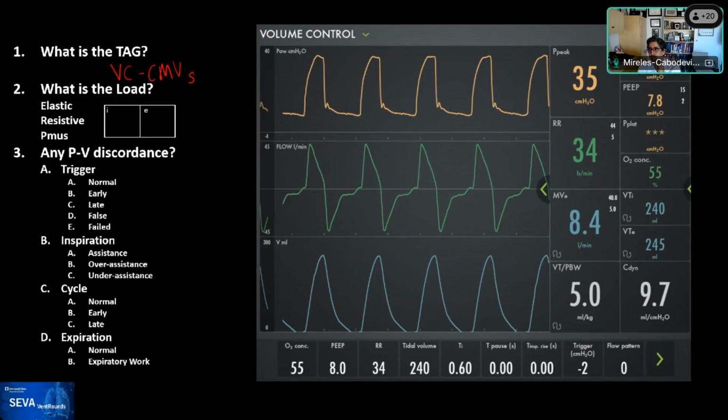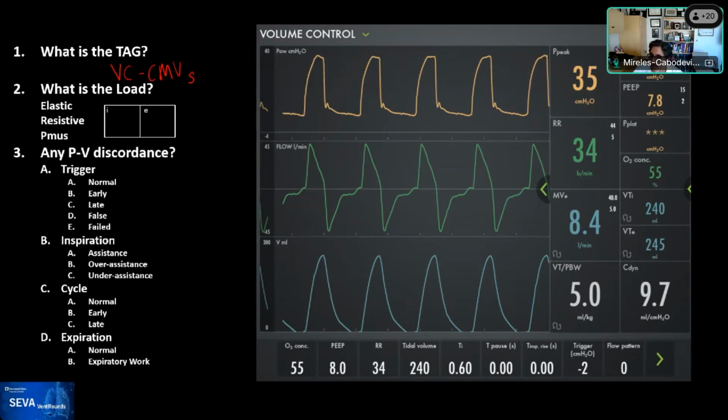Have no fear, enter your thoughts, release that thought. It's either elastic, resistive, or PMOS. Whichever you put, you have a 30% chance of getting it. All right, a lot of love here.